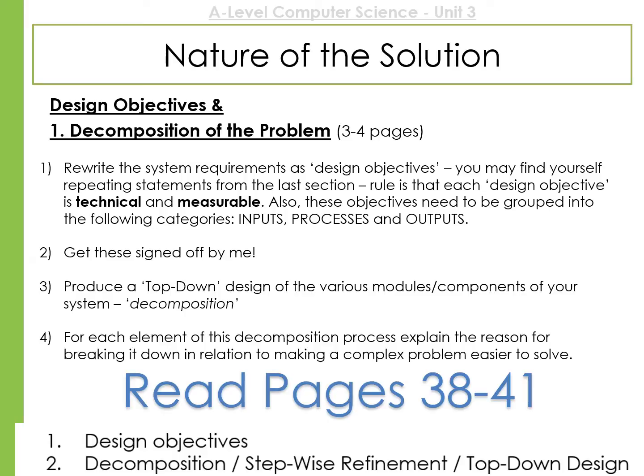The next part you should be doing is producing a top-down design. This should give you a decomposition, and there are lots of examples of this available. For each section of your decomposed diagram, you then need to be explaining what this part is and how this is going to split it down to make it easier to solve. There's more help for you on pages 38 to 41 of the book, and I suggest reading this section before you start.